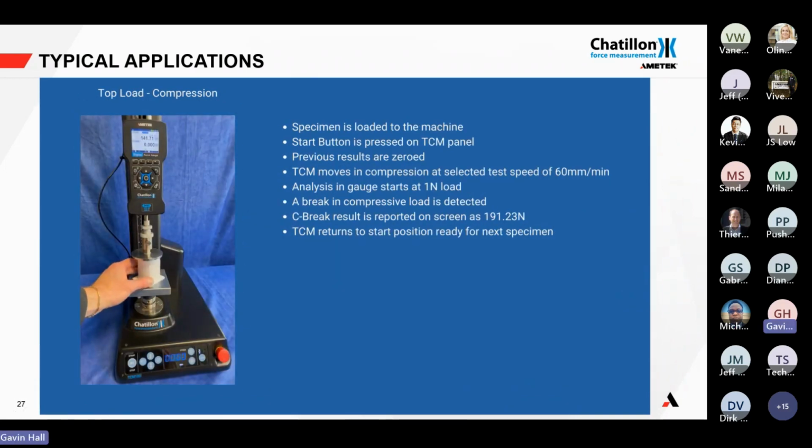And here we go. We load the specimen to the machine and start. It's over very quickly. The machine moves down, the sample compresses and gives way, and we have a result of 191 newtons. So that is the break load, or the top load, of the test.